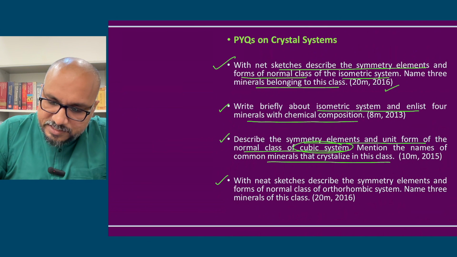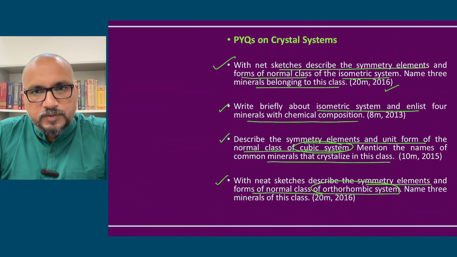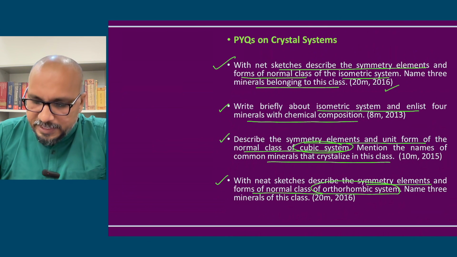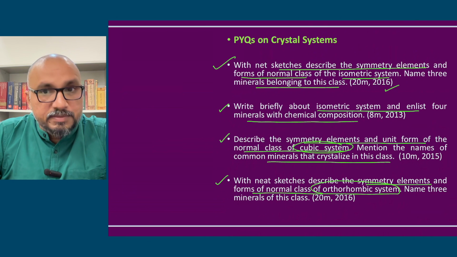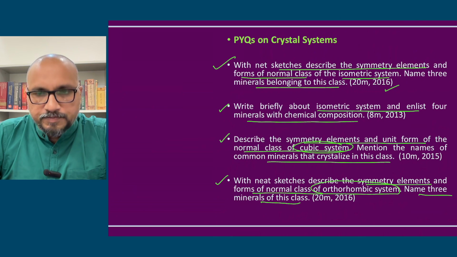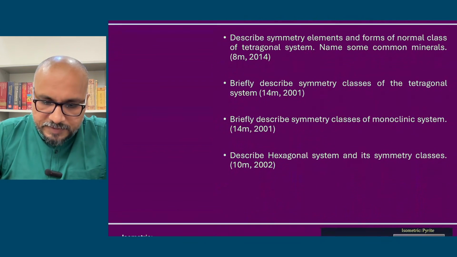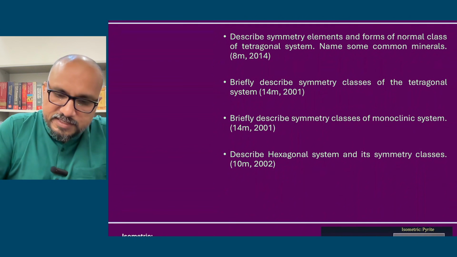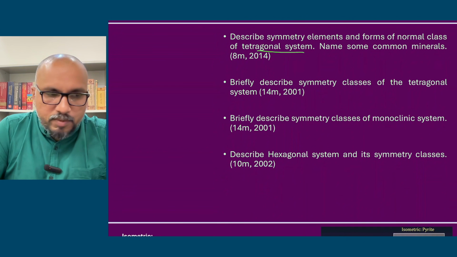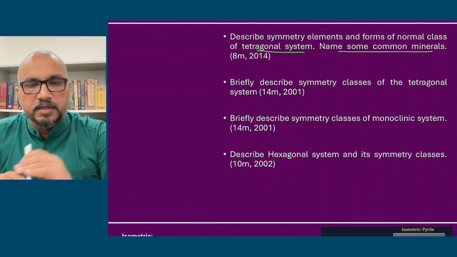Then: with neat sketches describe the symmetry elements and forms of normal class of orthorhombic system. So till now we have seen isometric system and orthorhombic system. Isometric system has been repeated many times. This was regarding the orthorhombic system, and also name three minerals of this particular class. Then: describe the symmetry elements and forms of normal class of tetragonal system. Name some common minerals belonging to this particular system.